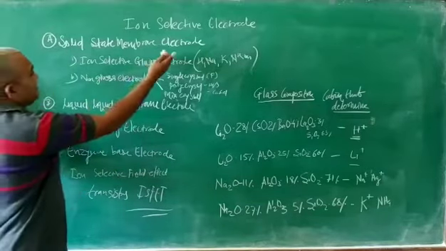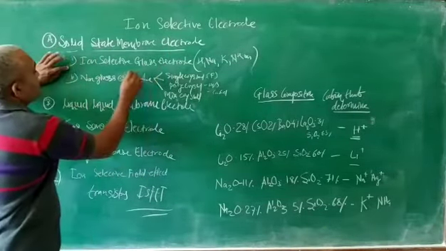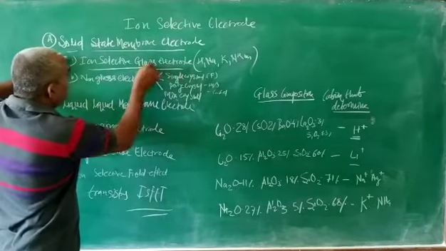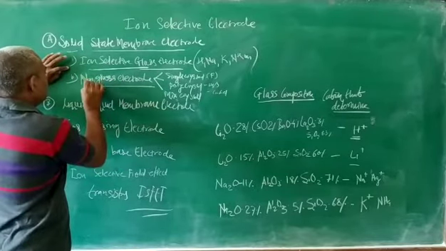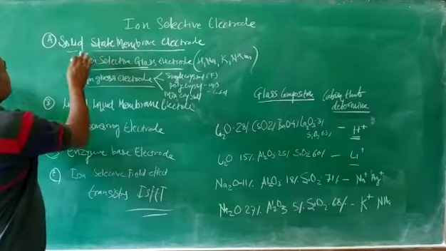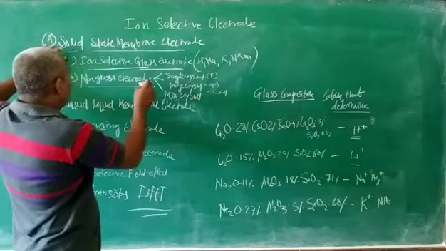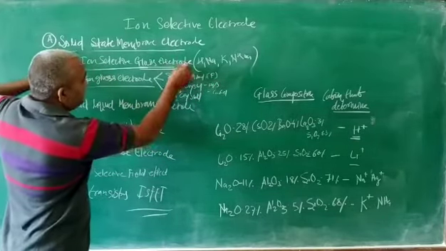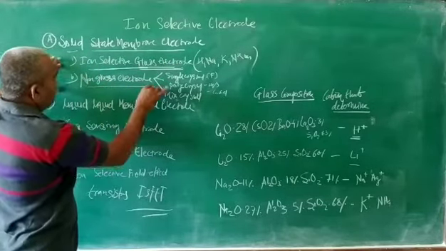And solid state membrane electrode, there are two types: ion selective glass electrode and non-glass electrode. So solid state membrane electrode is divided into two types: ion selective glass electrode, and second is the non-glass electrode.